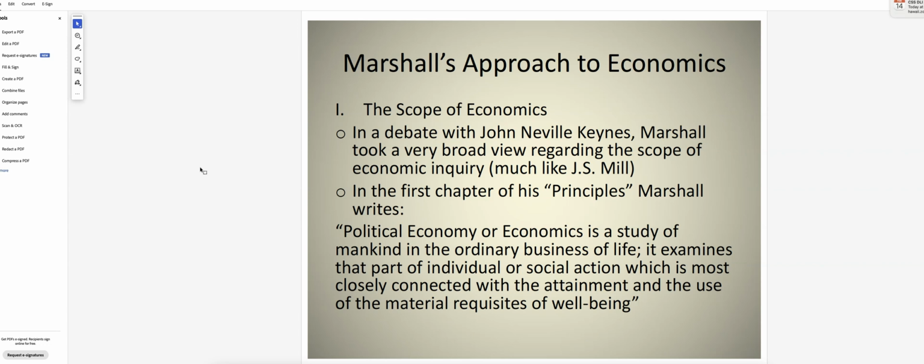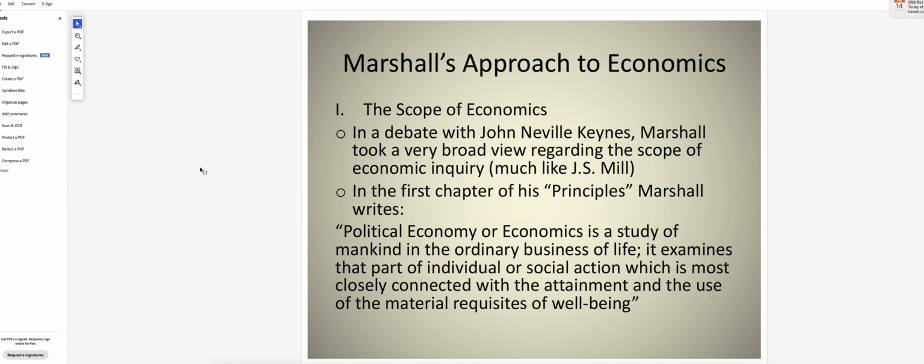So in the Principles textbook, what he does is he takes a very broad view of economics. And this is much like Mill, obviously Mill being the influence for him. But when he talks about principles, we're talking about very basic, very broad notions of economic thought. And look at this quote. Here's where you really see it.